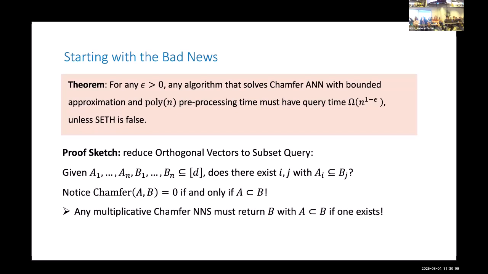And then you look at this and you say, okay, well, what's the issue here? The issue is that if A is contained in B, a multiplicative approximation needs to find it because it's a multiplicative approximation. So can we try to avoid this and come up with an additive error algorithm? And can we get sublinear algorithms with that?